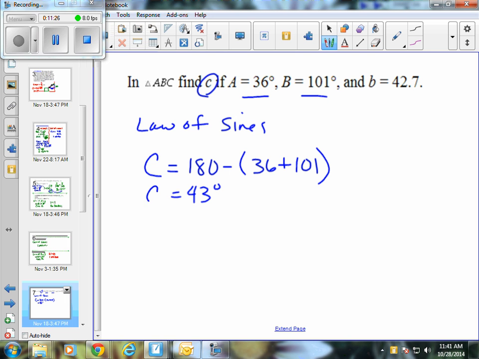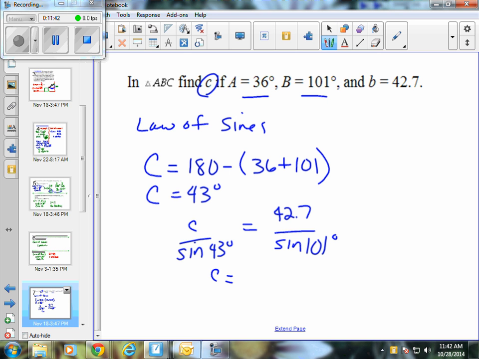And we just go ahead and set up our law of sines. Little c, that doesn't look like a c at all. So little c is to the sine of 43 as, and let's see which one we know everything about. Looks like B, 42.7 is to the sine of 101. Cross multiply, divide, and your little c would be 29.7.